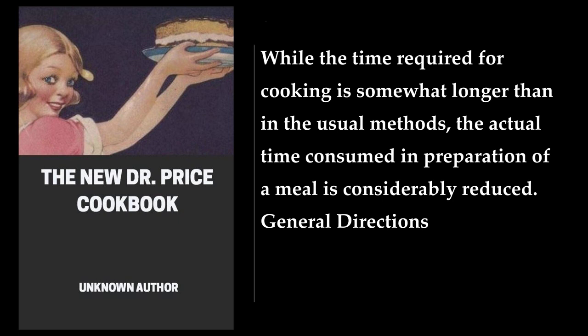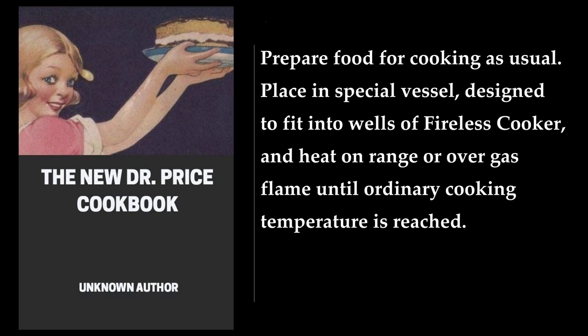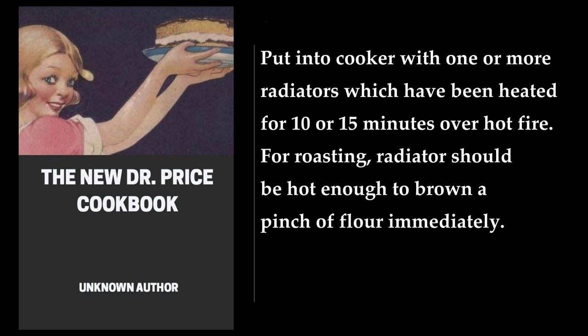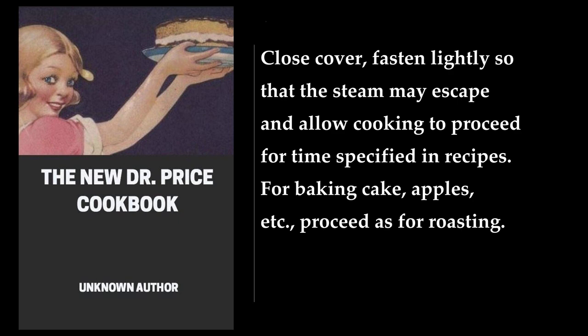General directions. Prepare food for cooking as usual. Place in special vessel, designed to fit into wells of fireless cooker, and heat on range or over gas flame until ordinary cooking temperature is reached. Put into cooker with one or more radiators which have been heated for 10 or 15 minutes over hot fire. For roasting, radiator should be hot enough to brown a pinch of flour immediately. Close cover, fasten lightly so that the steam may escape and allow cooking to proceed for time specified in recipes.